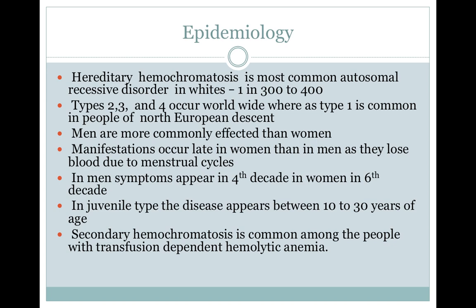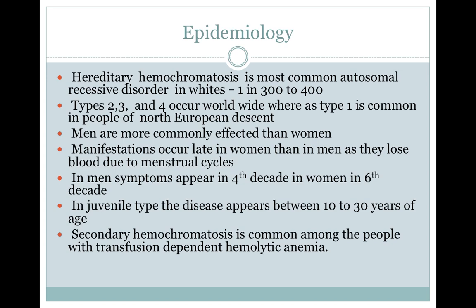Epidemiology. Hereditary hemochromatosis is the most common autosomal recessive disorder in whites, and a prevalence of 1 in 300 to 400, very high. Type 2, 3, and 4 occurs worldwide, whereas type 1 is common in people of North European descent. Men are more commonly affected than women, and manifestations occur later in women than in men as they lose blood due to menstrual cycles.